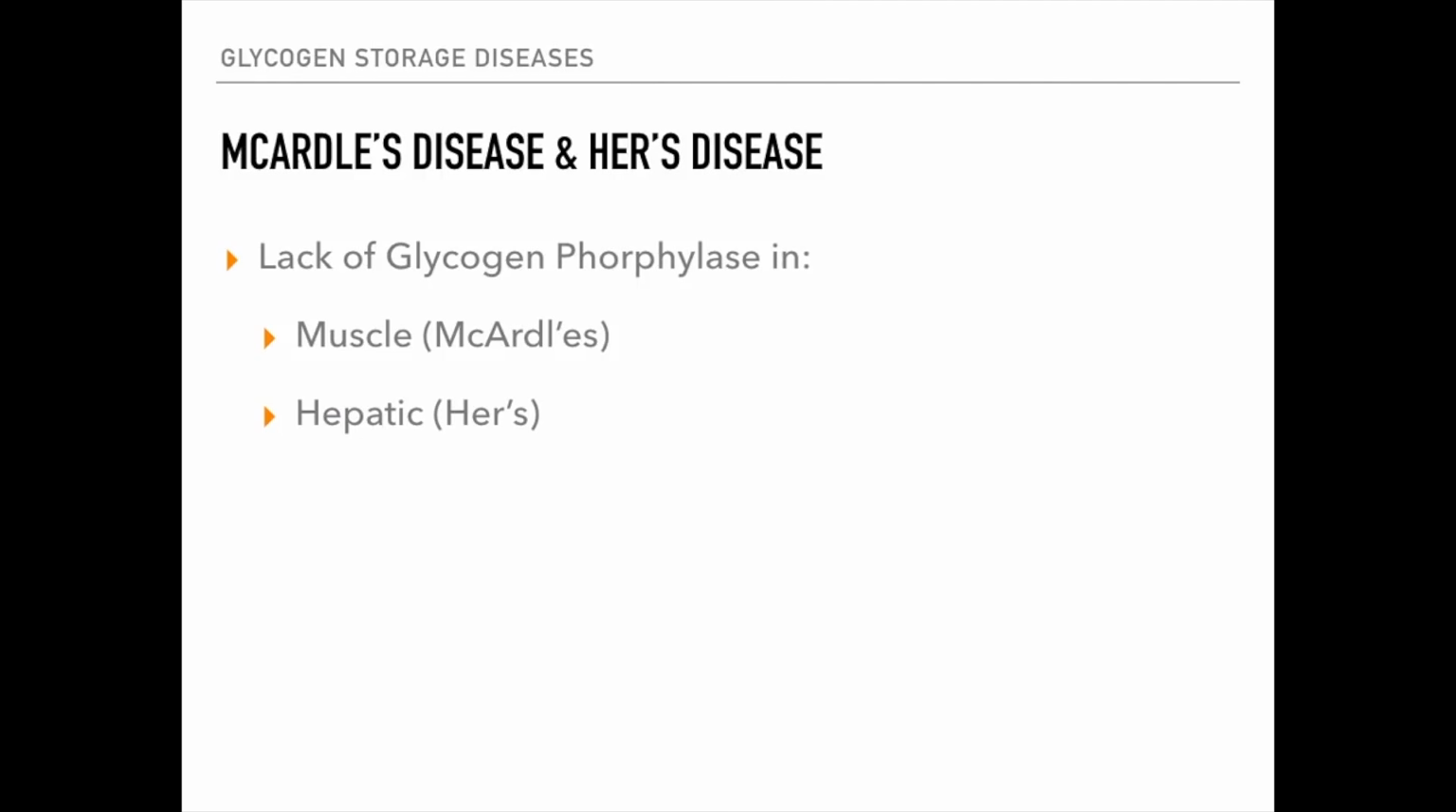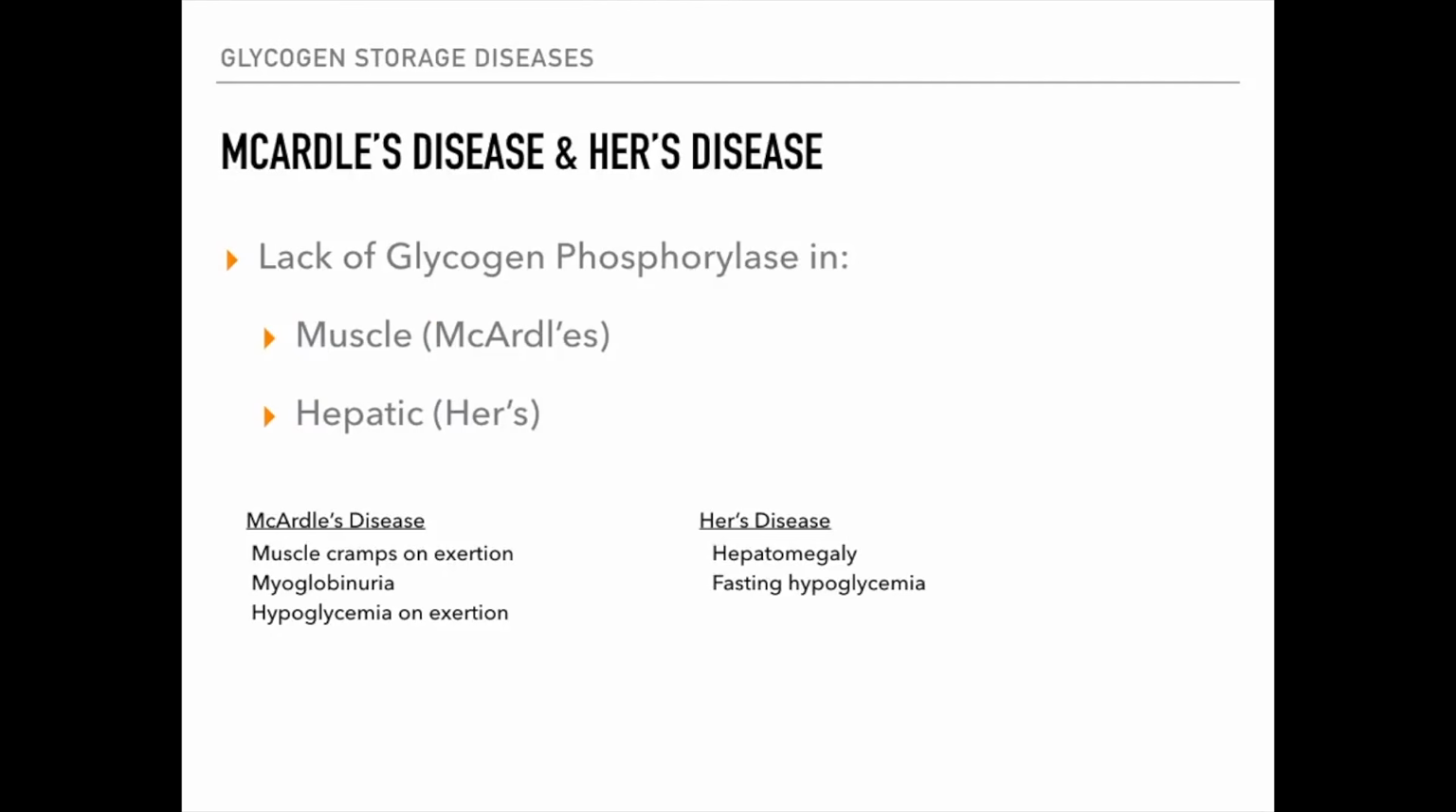McArdle's disease, and I put the apostrophe there, of course, after the wrong letter because I'm an idiot, but if you don't have glycogen phosphorylase in the muscle, you get McArdle's disease. If you don't have glycogen phosphorylase in the liver, aka the hepatic, you get HERS disease. And it should be no surprise that my mnemonic there is M to M and H to H. Hepatic for HERS, muscle for McArdle's. This is a lack of glycogen phosphorylase. Now, the symptoms in these diseases are kind of similar, but there's a little bit of difference depending on your understanding of what a muscle does versus what a liver does. So let's just touch on this briefly. In McArdle's disease, you're going to get muscle cramps and hypoglycemia on exertion, as well as myoglobinuria.